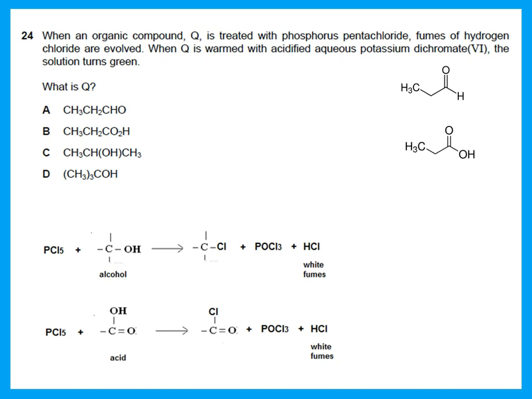Now, B is an acid, but the acid does not react with potassium dichromate. It cannot be further oxidized, so it's not B. What about C? C has a secondary alcohol, so that would react with PCl5 to give white fumes, and it would react with potassium dichromate to give a ketone. The last one here is a tertiary alcohol. You should remember that tertiary alcohols cannot be oxidized, so they will not react with potassium dichromate, and that means my answer is C.